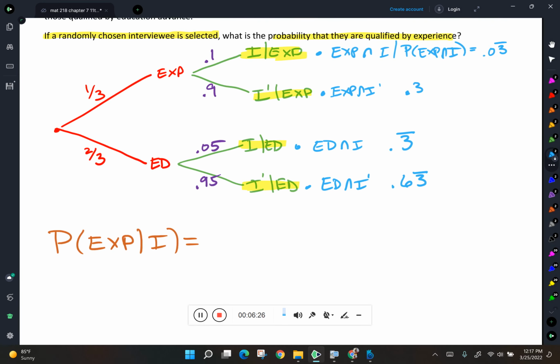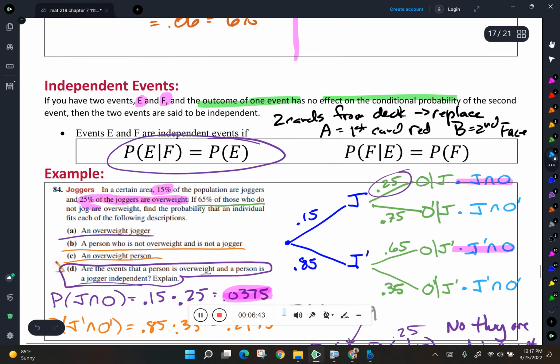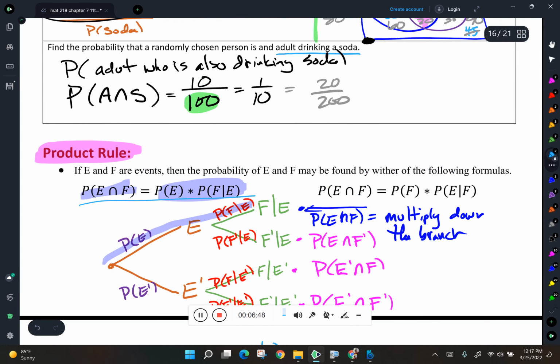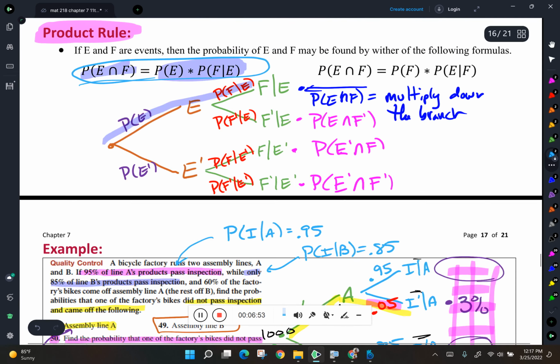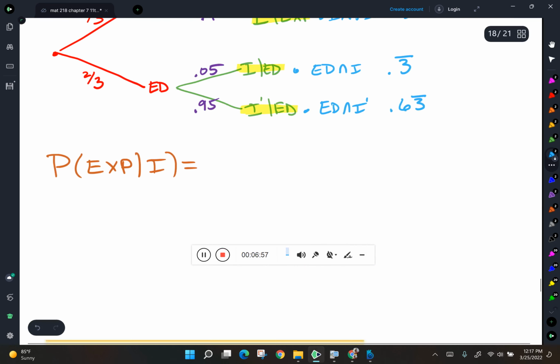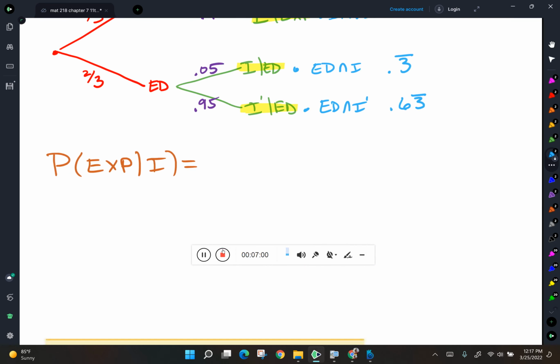And so now my job is to find the probability of experience given, what's that one? Oh yeah, the interview. Now if I tried to use the product formula for this, it would say something along the lines of, where's that product formula from before? It would say something along the lines of this. Probability of E intersection F is equal to the probability of E times the probability of F given E. Oh, but wait, this is a conditional probability.